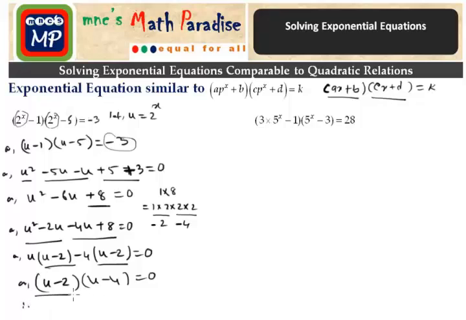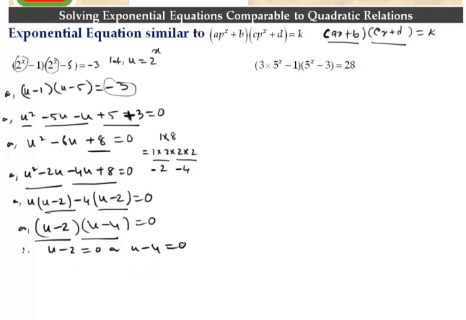Therefore the multiplication of two factors is 0, so we can write u - 2 = 0 or u - 4 = 0. Now u - 2 = 0, therefore u = 2, and u is 2 to the power x. So 2 to the power x equals 2 to the power 1, since 2 means 2 to the power 1. Therefore we get x = 1. So this is one solution.